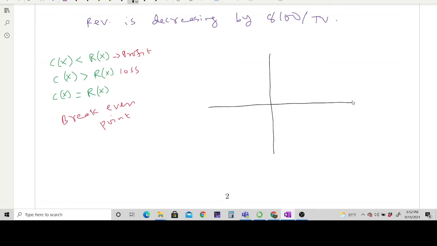Okay, now let's look at this on a graph. This is the x-axis and this is the y-axis, and let's draw the revenue function. Let's say this is the revenue function, R of x, and let's say this is the cost function, C of x, the straight line. Now when the revenue is bigger than C of x, the cost function, that means here you make the profit.